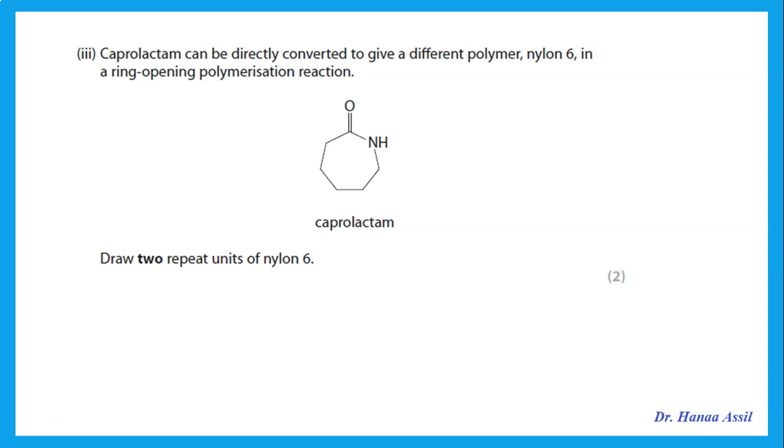This compound can be directly converted to give a different polymer. So this is an amide. If I open the amide, then one end would be acid and the other would be amine. So I can connect it to another molecule like itself. So these are two molecules in which the acid of one is connected to the amine of the other. So this is what we call nylon 6.